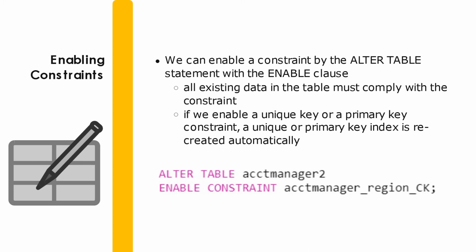In the same way, we can enable a constraint using the enable constraint keyword. Take note that all existing data in the table must comply with the constraint. If we enable a unique key or a primary key constraint, a unique or primary key index is recreated automatically.